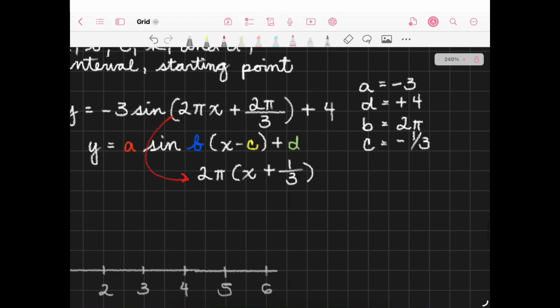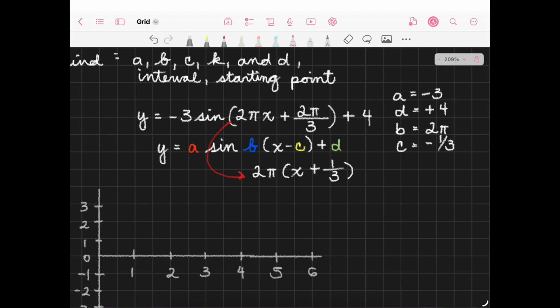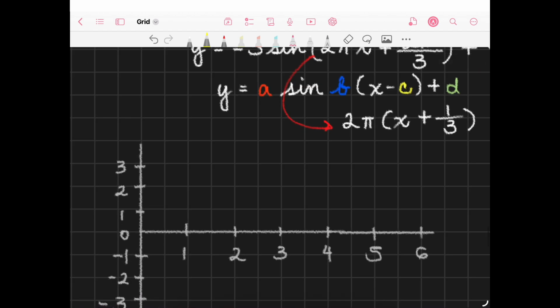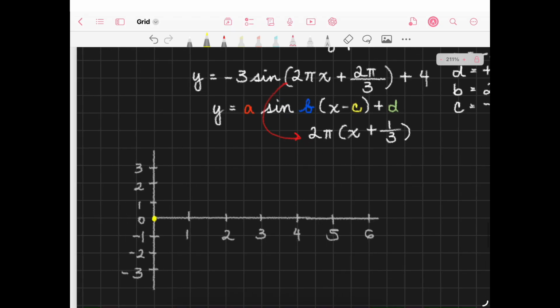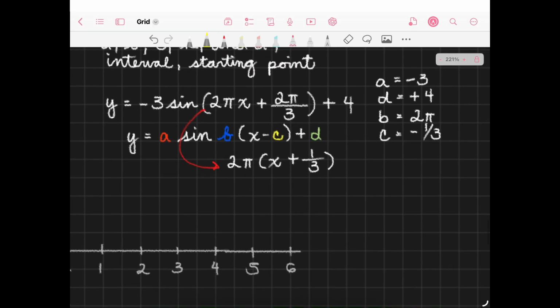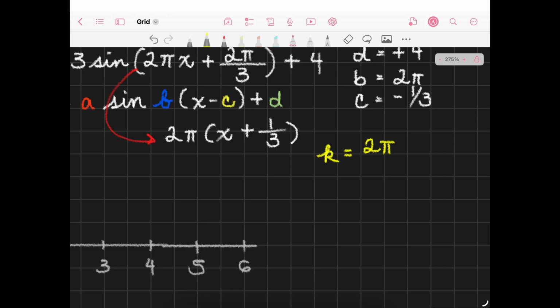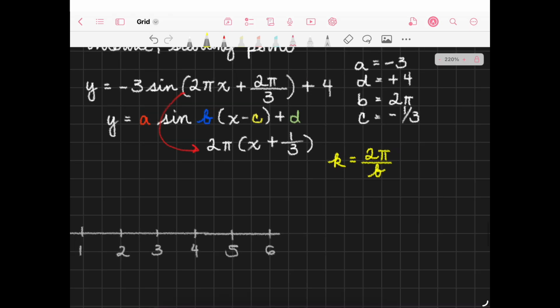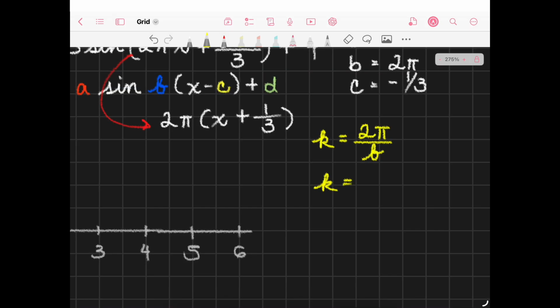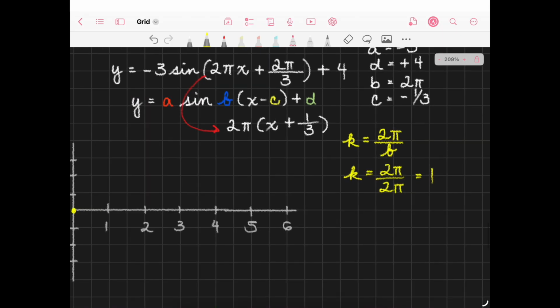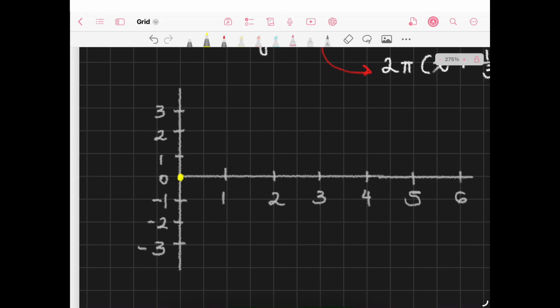And we know that when we have our sine graph, we would start with our origin. This would be our starting point. But again, we're not going to trace anything yet because we have to find our period, or k. So we know that our k is equal to 2 pi over b. And we know that our b is equal to 2 pi, so k would be equal to 2 pi over 2 pi, which is equal to 1. So from this point to this point, we would have our sine graph.